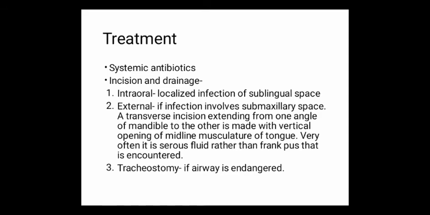We can do intraoral drainage for localized infection of sublingual space, but external drainage is done if the infection involves submaxillary space. In this, a transverse incision extending from one angle of mandible to the other is made with vertical opening of midline musculature of tongue. Very often it is the serous fluid rather than the frank pus that is encountered. Tracheostomy can be done if the airway is endangered.